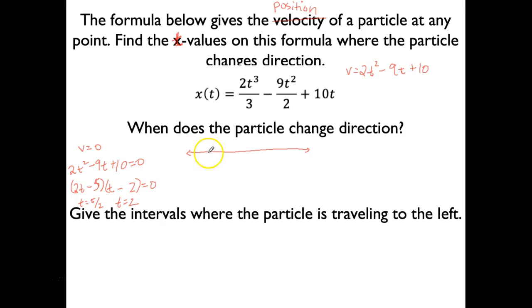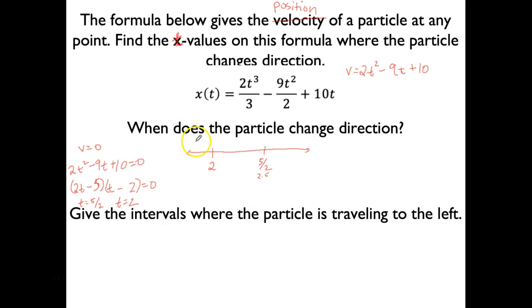put my critical numbers on there. I'll put them in from smallest to largest. So 2 and 5/2. And if you wanted to think about this as a decimal, that's the same as 2.5, right? 2.5.